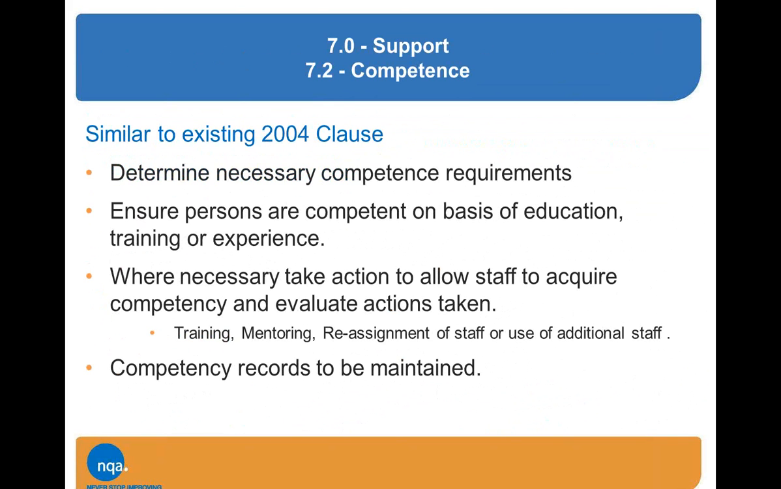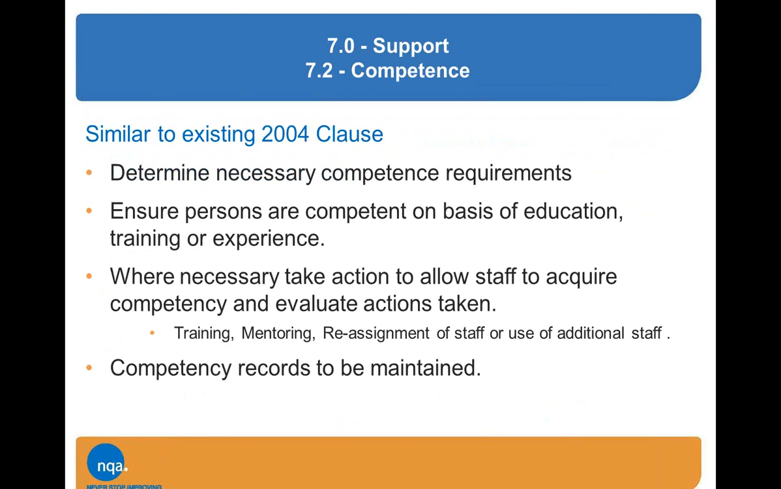I'm going to skip through this clause pretty quickly. It's 20 to 5, and we've still a few slides to get through. So this section is very, very similar to the old 2004 clause, other than it's now talking about competency much more than just training and awareness. Competency can cover a whole range of things, including training, but we have to ensure that people are competent on the basis of their education, training, or experience. And we have to maintain records.